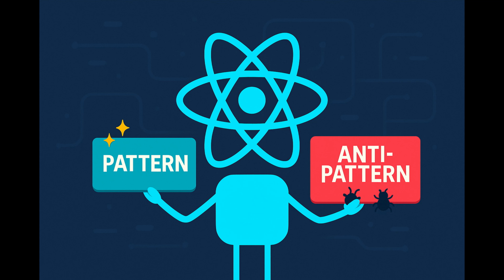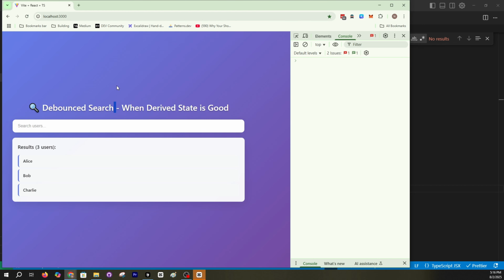In this video, you will learn when derived state in React is a good choice and when it's not a good idea to use it. Now let's see when derived state is good to use. This is a search example application.